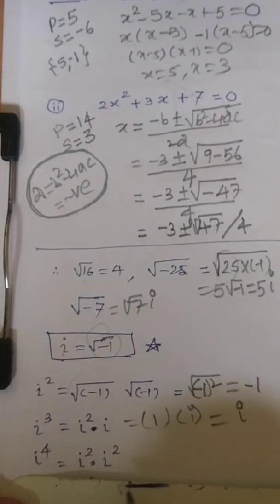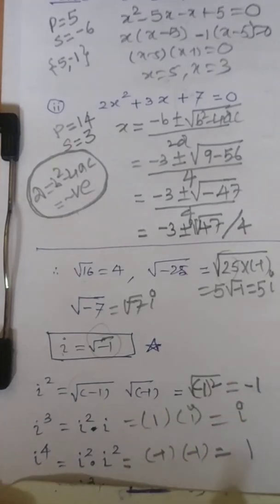Now i raised to power 4. i raised to power 4 is nothing but i square, which is minus 1, again i square, which is minus 1. If you simplify, you will get 1.